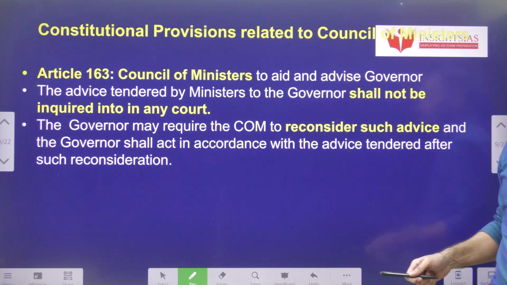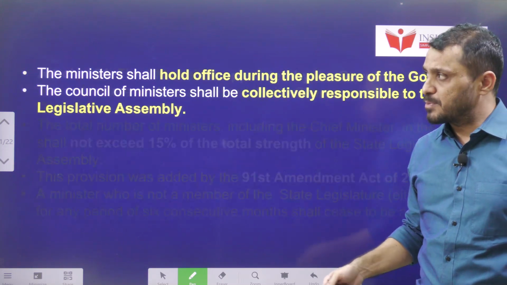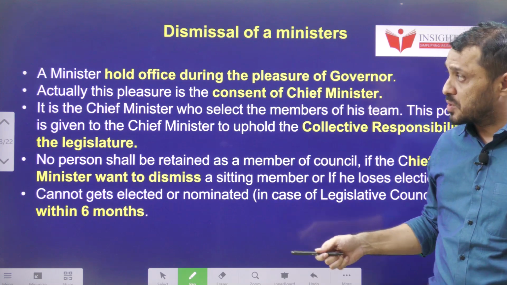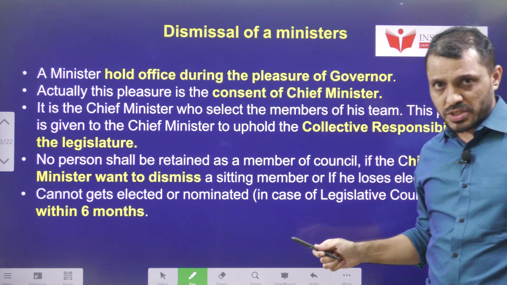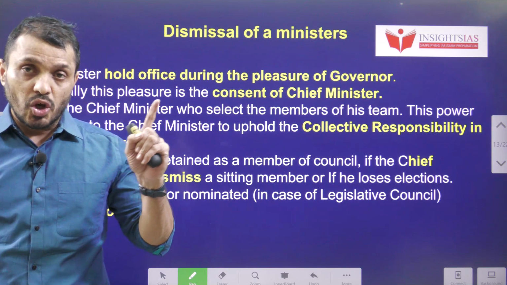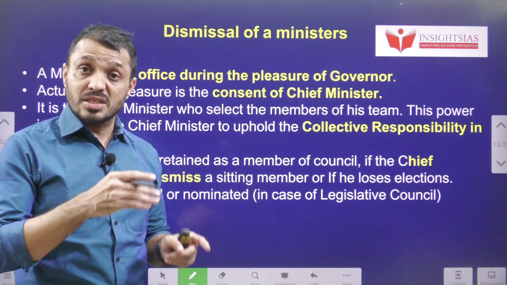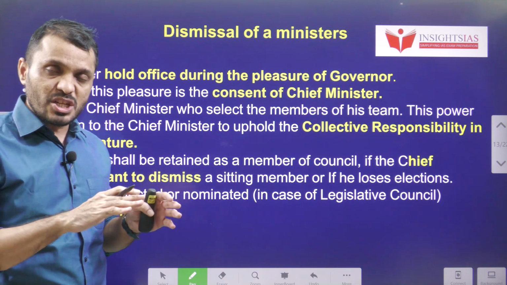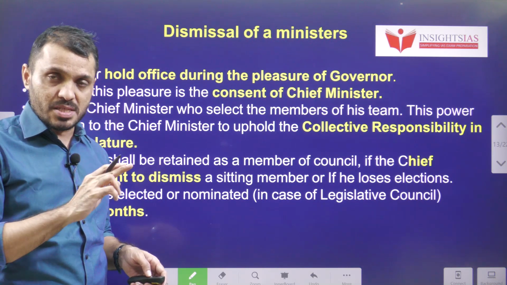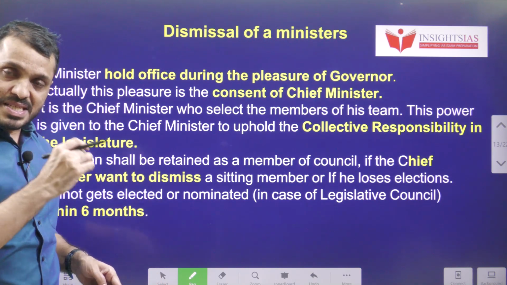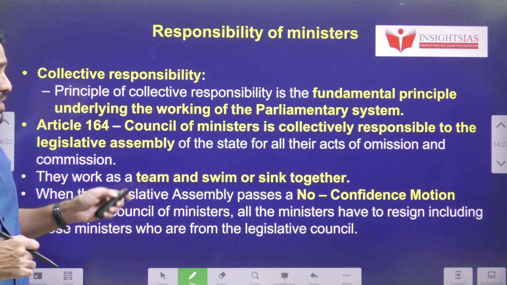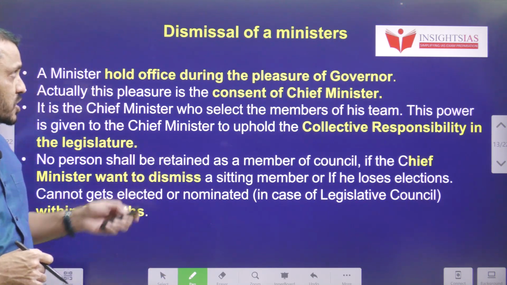Then just now we discussed Article 163, and various provisions related to Articles 164 and 167. Duties of the Chief Minister I also explained to you. Dismissal of the ministers: in which condition can a minister be dismissed? Number one, if the Council of Ministers lost the majority, lost the no confidence motion, then obviously all the Council of Ministers will be dismissed. The second condition is, if a minister is unable to get membership within 6 months, then he will be dismissed. Third, when the CM recommends to the governor the dismissal of a minister, then the governor will dismiss the minister. These are the various conditions under which a minister can be dismissed.